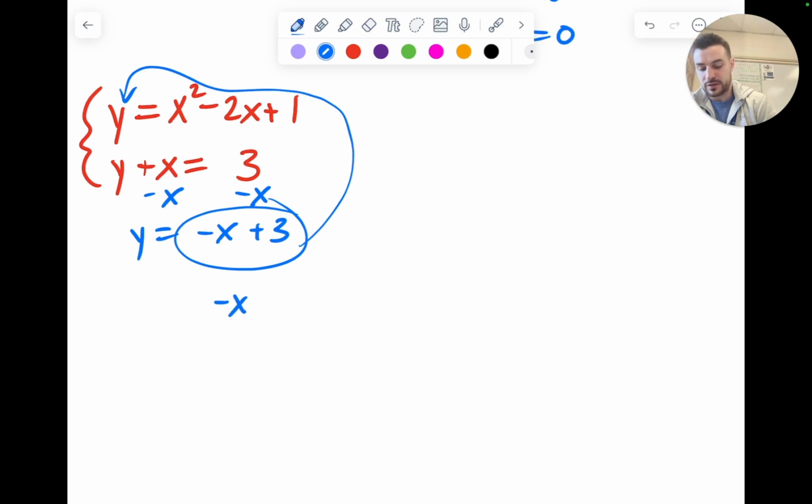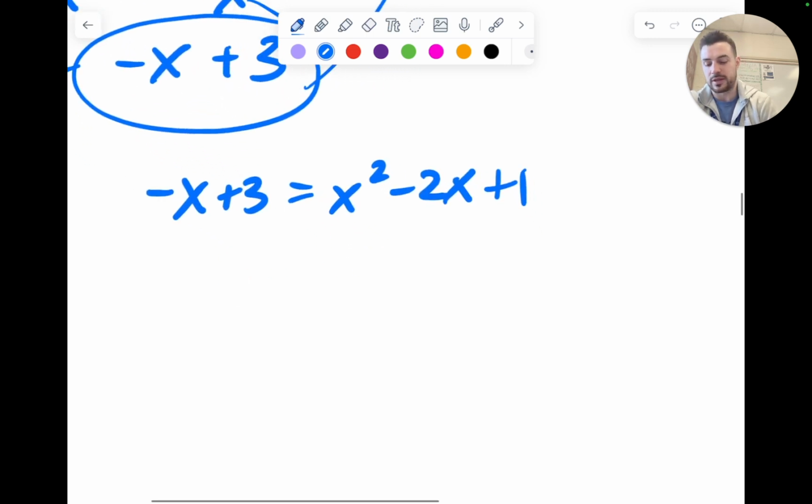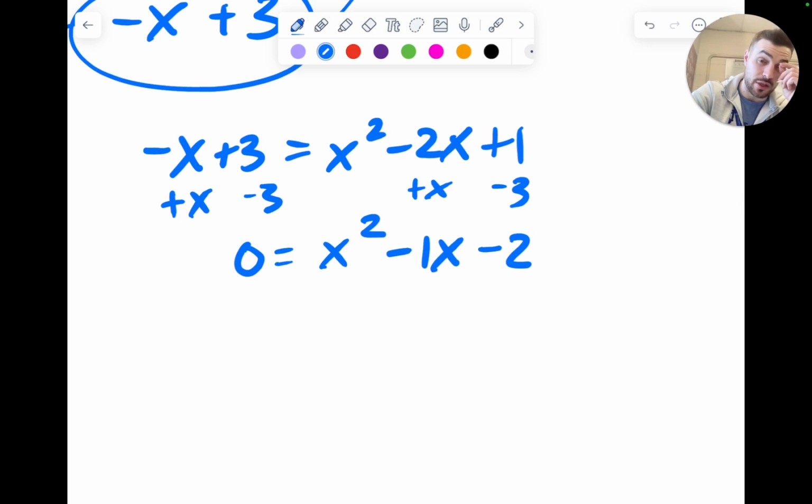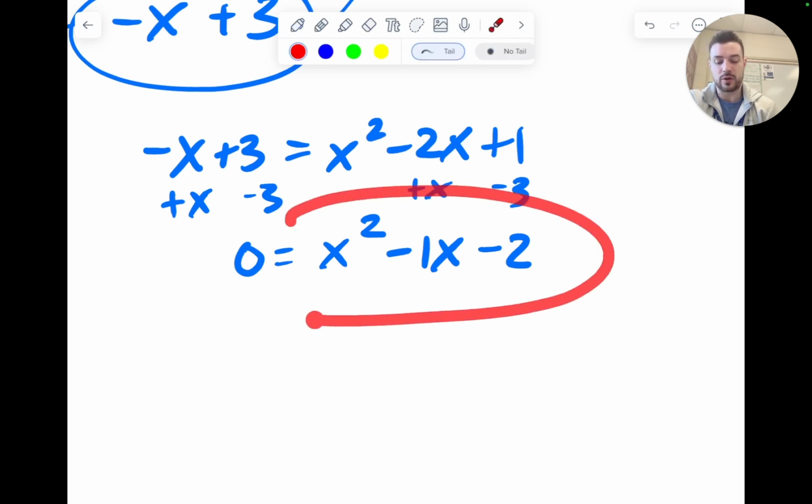So I'll have negative x plus 3 is equal to x squared minus 2x plus 1. And now let's get everything on the same side. I'll get 0 equals x squared minus 1x minus 2, which I can then go ahead and solve. Now, typically when we're solving these systems, we're going to have nice solutions. That's not always going to be the case, but what that tells me is I should always try to factor.